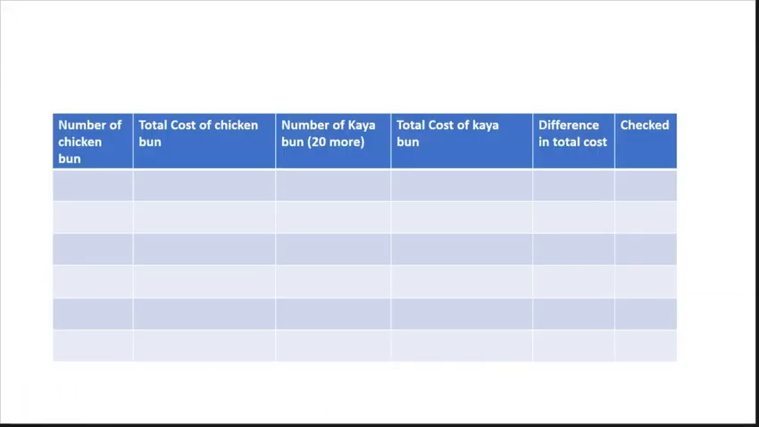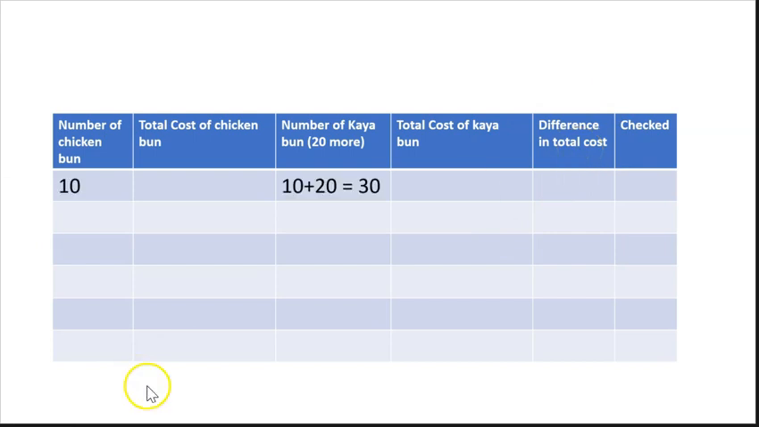To present our solution in guess and check, we need to use a table like this. In this question, I'm guessing the number of chicken buns and the number of kaya buns. And I need to check that the total cost of the chicken bun and the total cost of kaya bun is the same. So I have this column, difference in total cost, to help me to check.